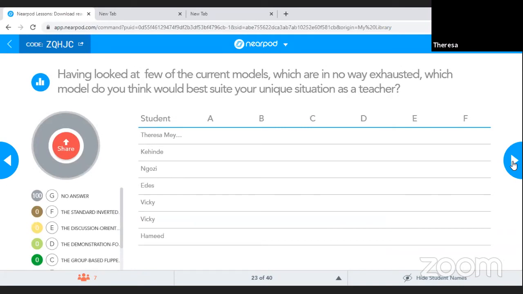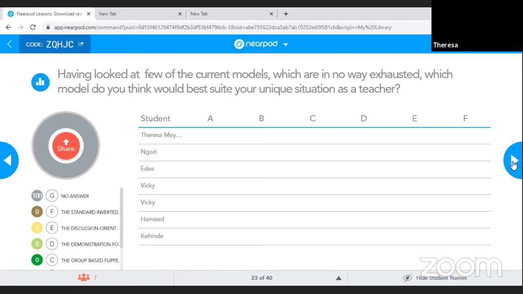Now, I'd also like you to think quickly as an educator, having had a look at the different models, and these models are in no way exhausted. There are various different versions of flipping your classroom. But if you take a look at what you have been presented with, what do you think is going to be best suited to your unique situation as a teacher? Which model of the flipped classroom entices you most?